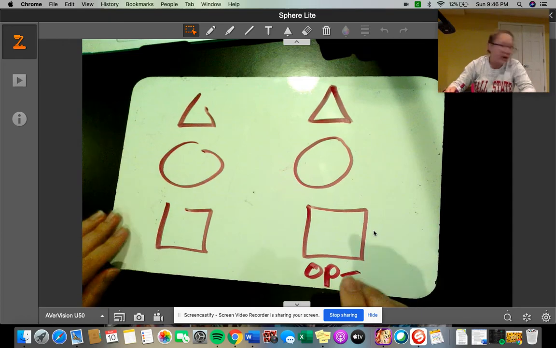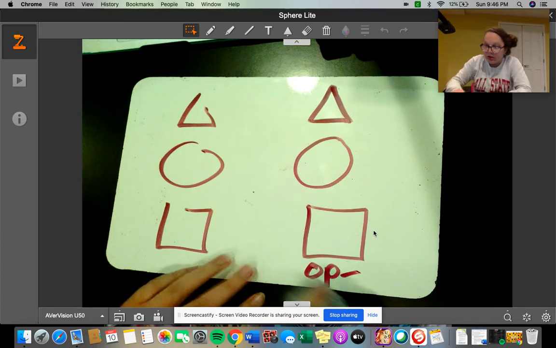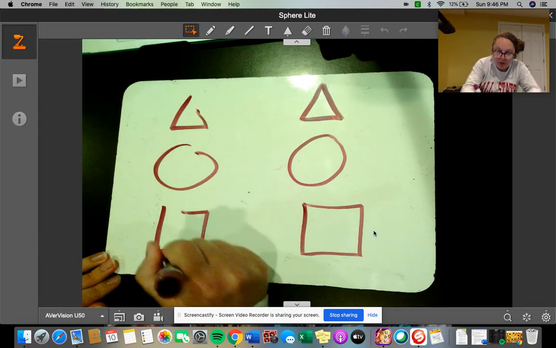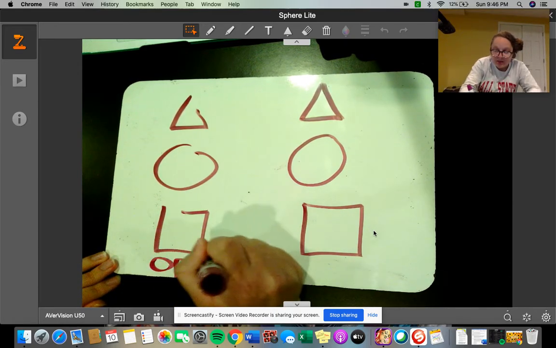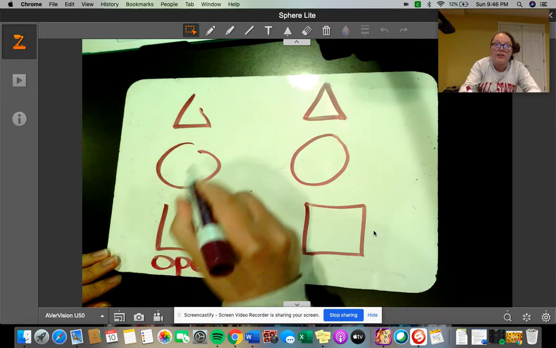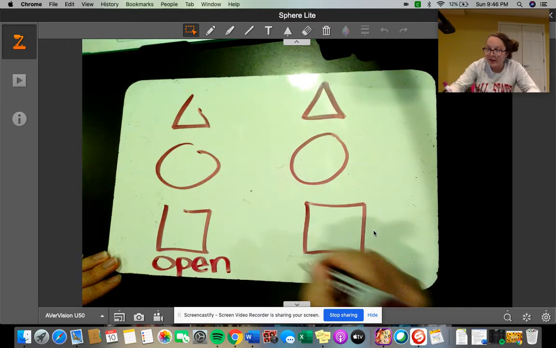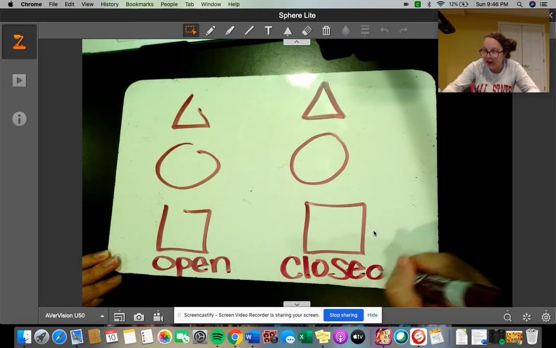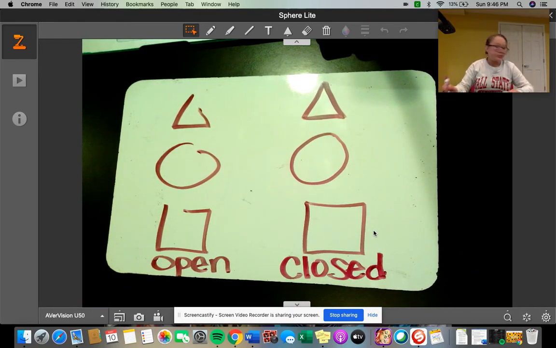Or no, I'm sorry, that is not right. Those ones are the closed ones. These ones are the open ones because they are the ones that are not touching. And these ones are the closed ones because all of their sides and corners touch.